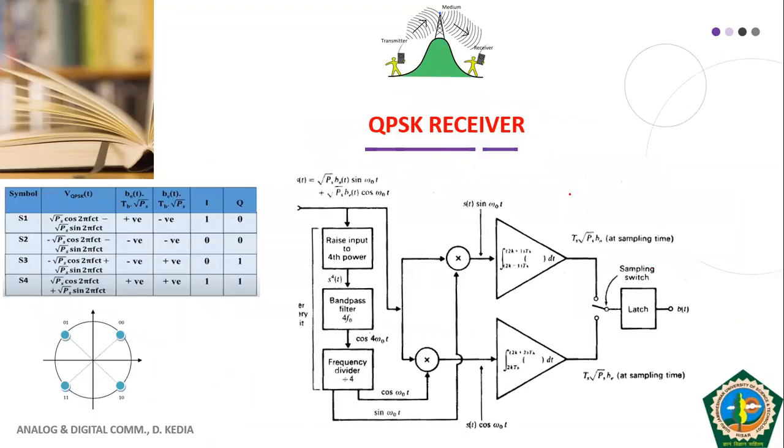Next. So this is our QPSK receiver. If you remember your BPSK receiver, there we discussed two things. I told you that we need to recover the carrier. So we had a carrier recovery circuit in our BPSK receiver. We recovered the carrier first, and after recovering the carrier from the received signal, we demodulated our signal using the carrier recovered at our receiver side.